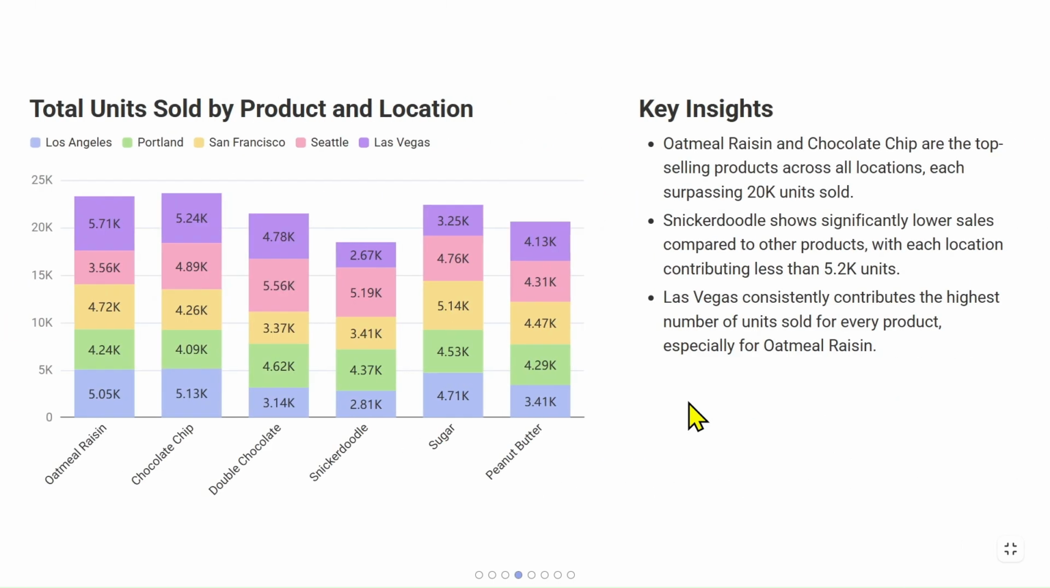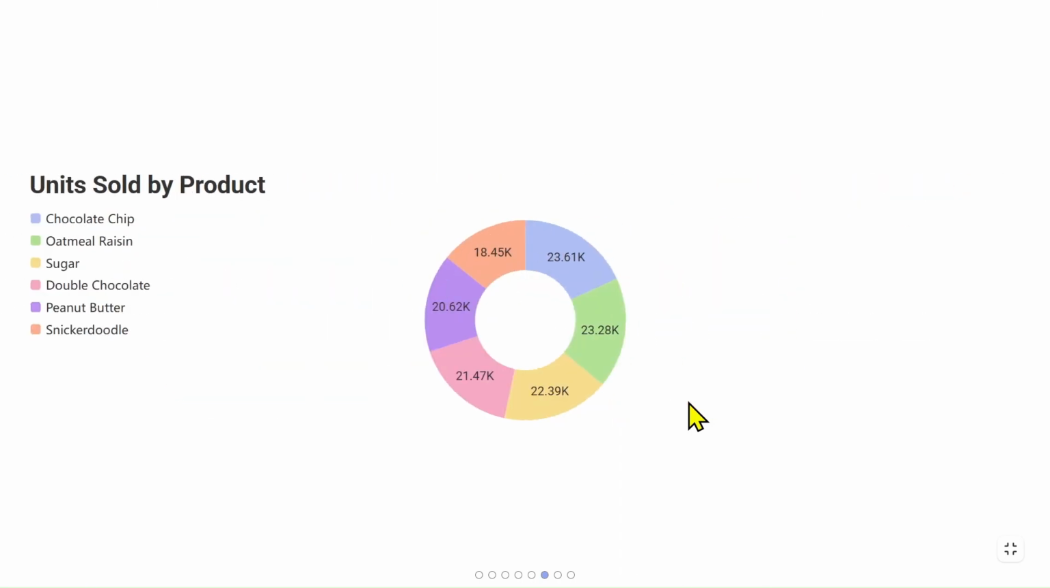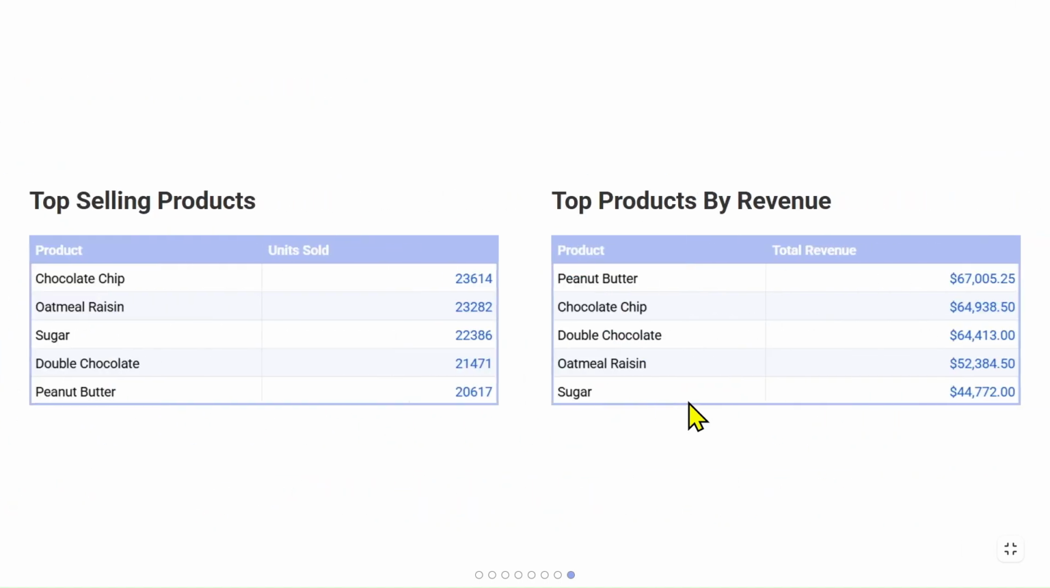The next is total units sold by product and location, and beside it you can see the key insights in text. The next one is the distribution of units sold by state. The next is units sold by product. Next is the trend of units sold over time. This is the top selling products in terms of quantity and sales revenue.